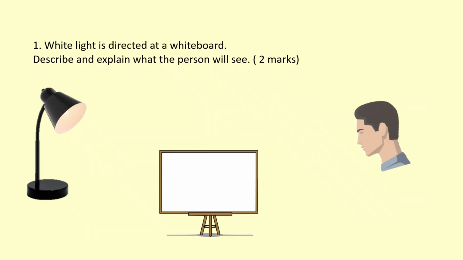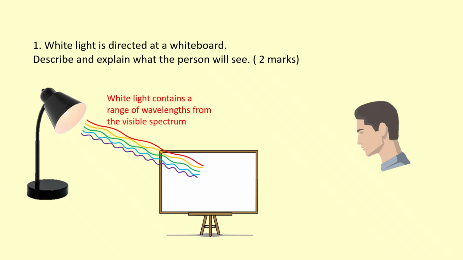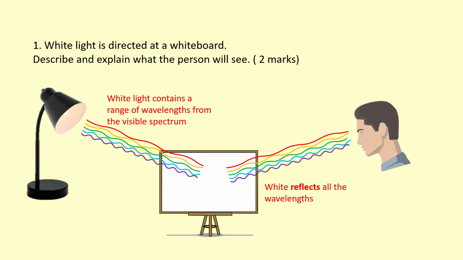In this example, white light is directed at a whiteboard. Describe and explain what the person will see. So we saw that white light is made of lots of different wavelengths of the visible spectrum. And so there's lots of different colors. And white objects are really good at reflecting all of this. So they're going to reflect all these wavelengths, and that's going to go into the person's eye. So the person will see all these different wavelengths. So the person will see white light. Now, when you're describing this, you have to use the word reflect to describe what's going on.